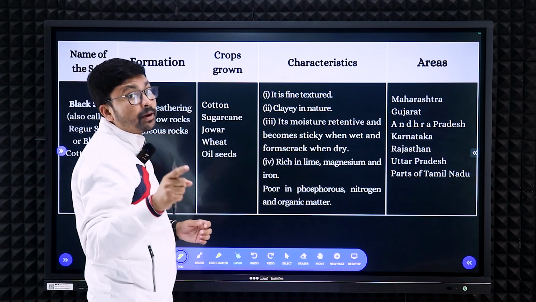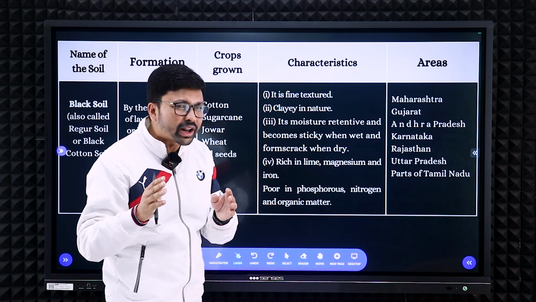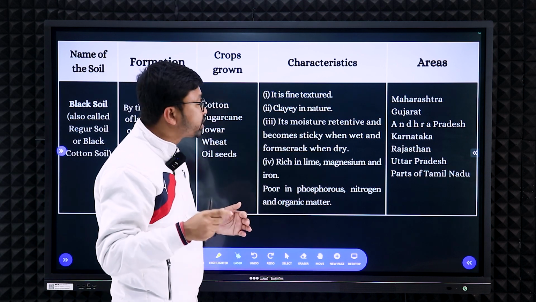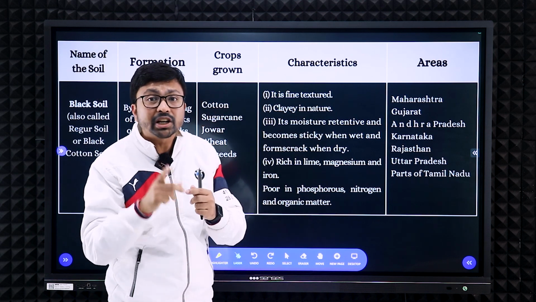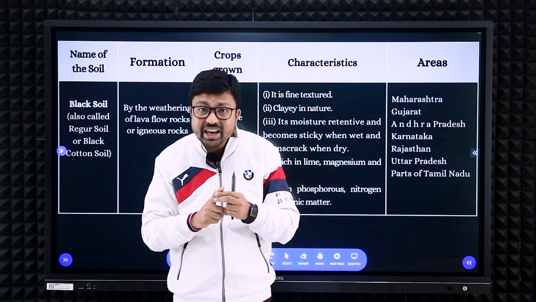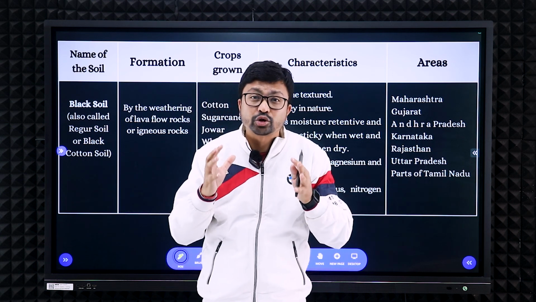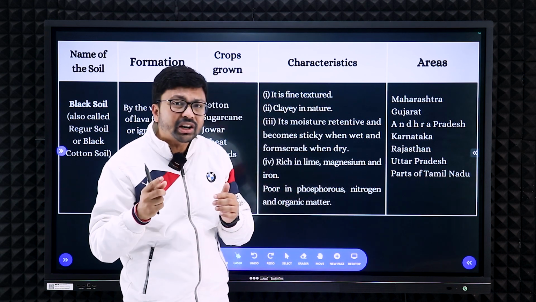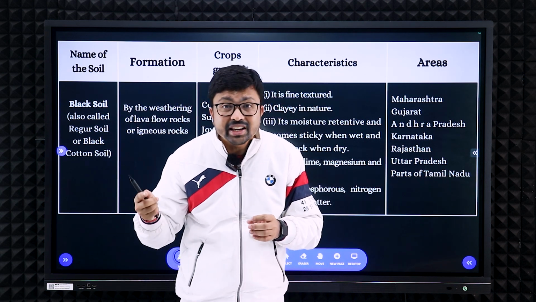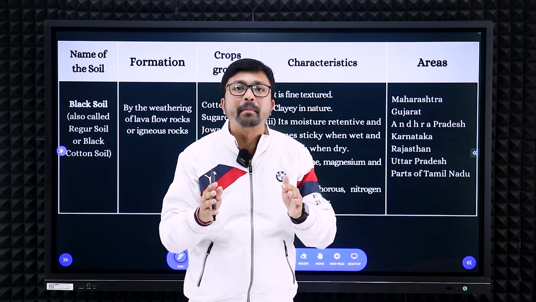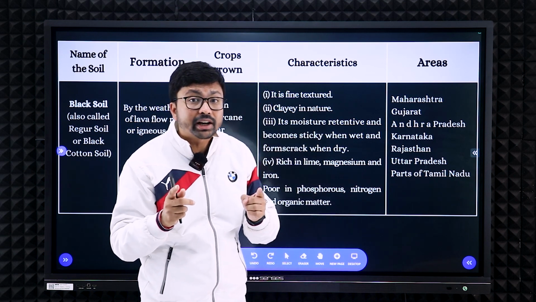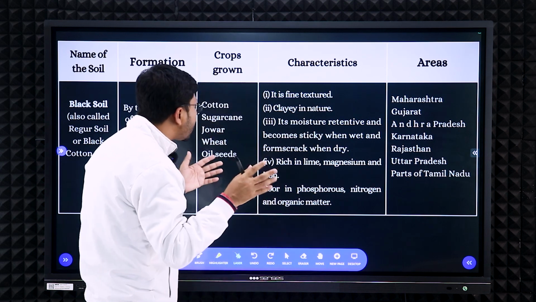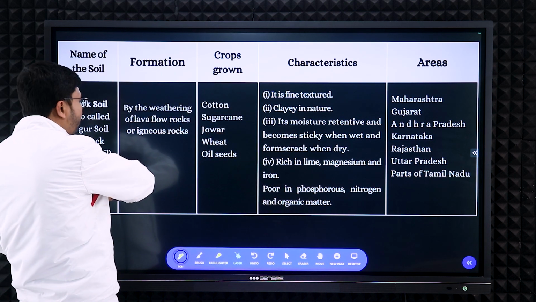What are the characteristics? A very commonly asked question in the board exam. What are the characteristics of black soil? You can see this question has been asked the maximum number of times. An important feature: black soil, when it is dry, gets cracked. It's very hard and solid. You cannot break it easily. Another important characteristic: in the rainy season, it gets sticky and becomes muddy. Those are the important characteristics of black soil. It is mainly water retentive. So those are the features you need to remember for black soil.